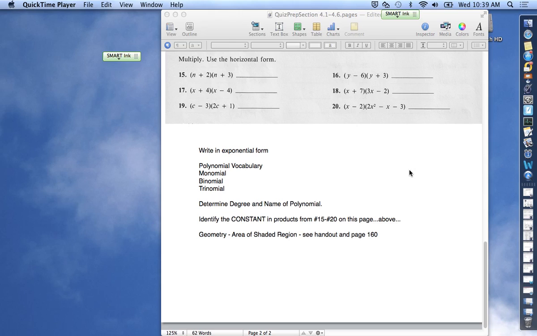I want to make one change on the back. Let's look at number 15. If I multiply this out, I would get n squared plus 3n plus 2n plus 6, combining like terms, n squared plus 5n plus 6. A vocabulary piece here, identifying the constant in a product like this. The constant is the number without the coefficient, so the constant in this product would be 6. The number without a variable, rather. So the number without a variable is the constant. So in number 15, when I multiply the binomials to get the product, 6 would be considered the constant.